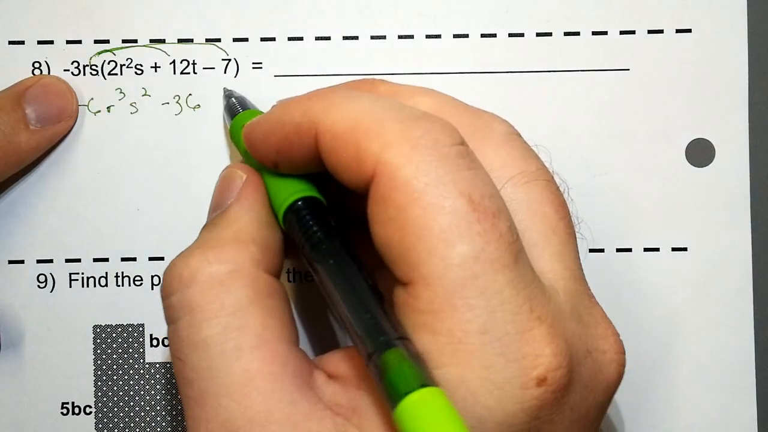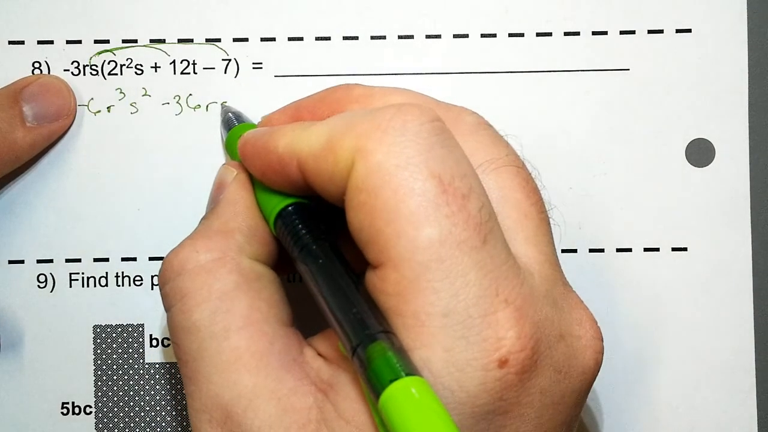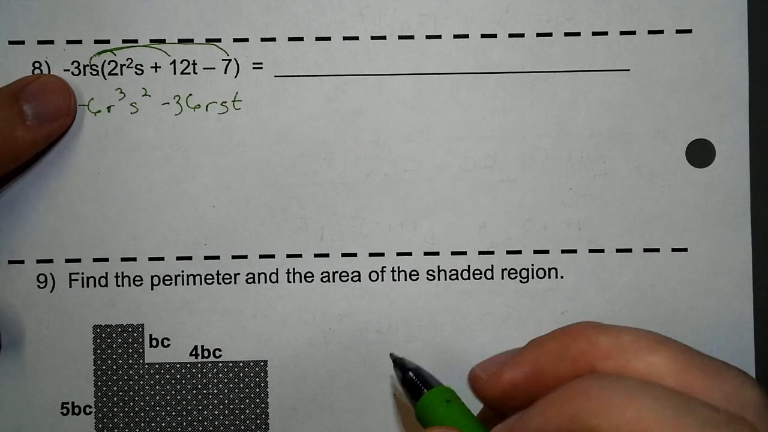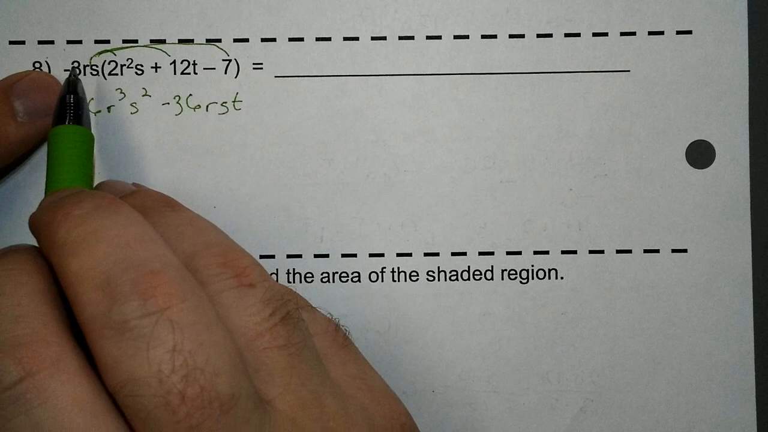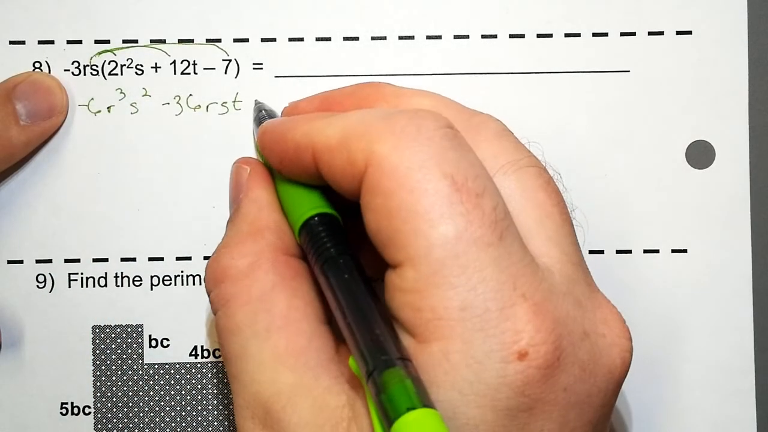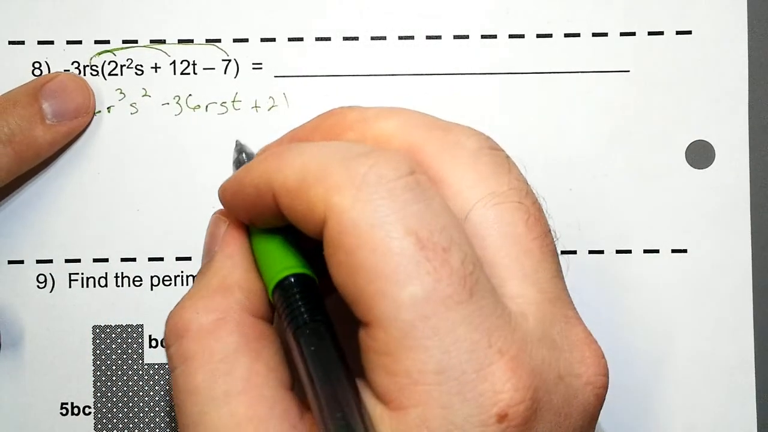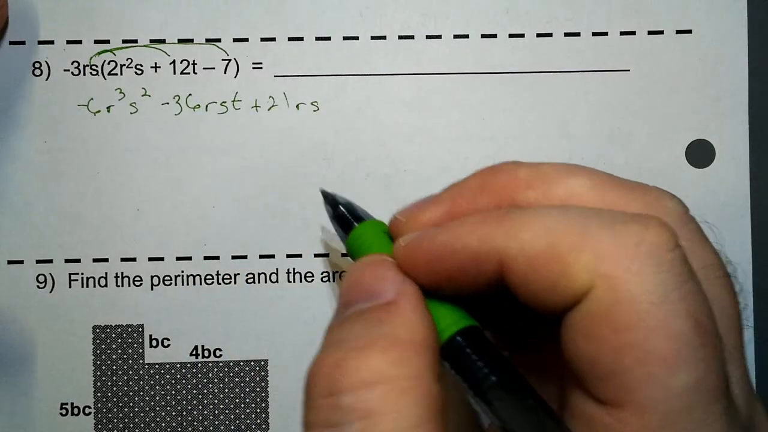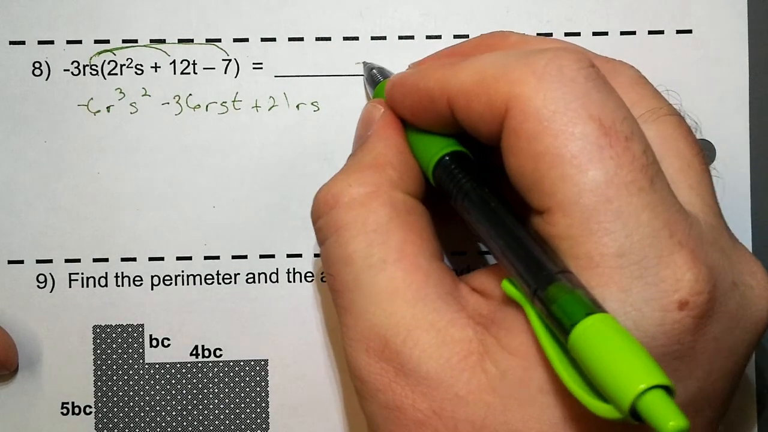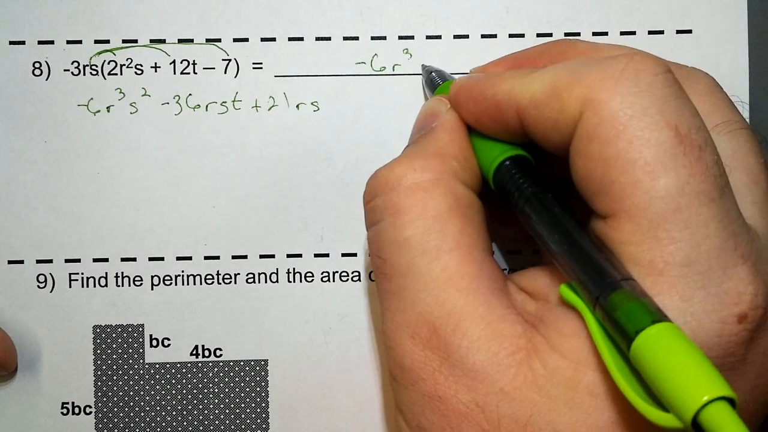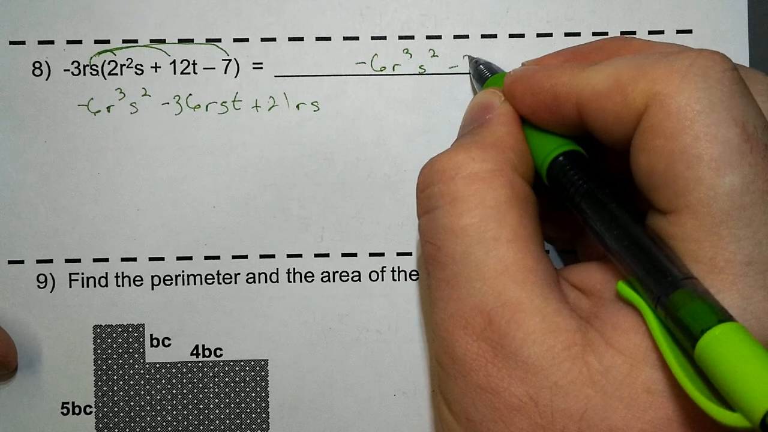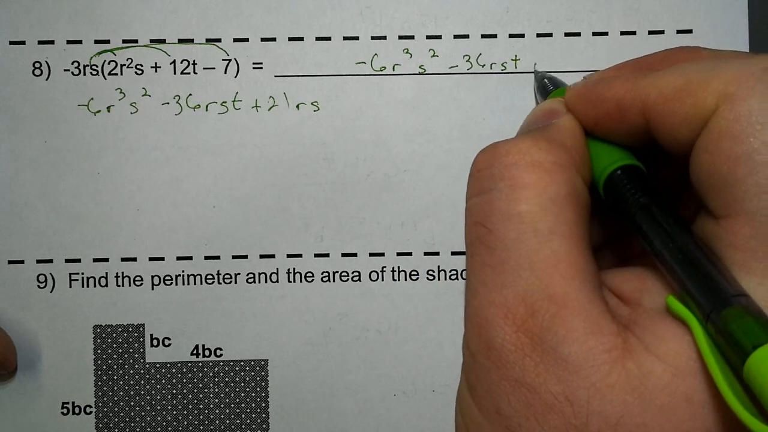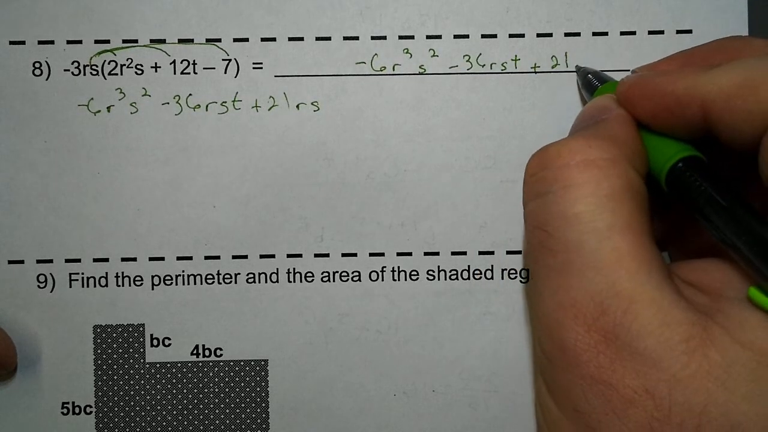None of those were the same, so we're just going to write it as R, S, and T. There was nothing to combine or add. The last one, we've got negative 3 times negative 7, which is positive 21, and then I have an R S, and I've got no letters here, so nothing to combine, just R and an S. So here's our final answer. Negative 6, R to the third, S to the second, minus 36 R S T, plus 21 R S.